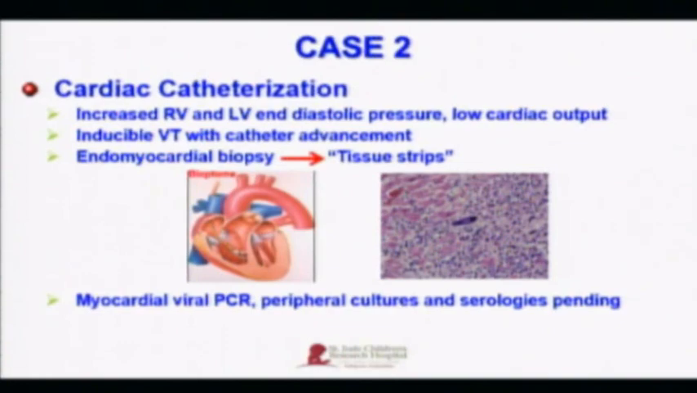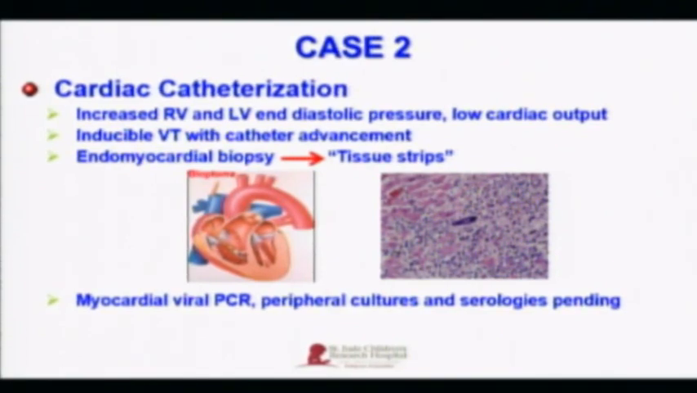In this particular case, on the cath, the RV and LV end diastolic pressure was elevated, consistent with what you see in heart failure. There was low cardiac output. When you put the catheter in, you ended up with ventricular tachycardia.